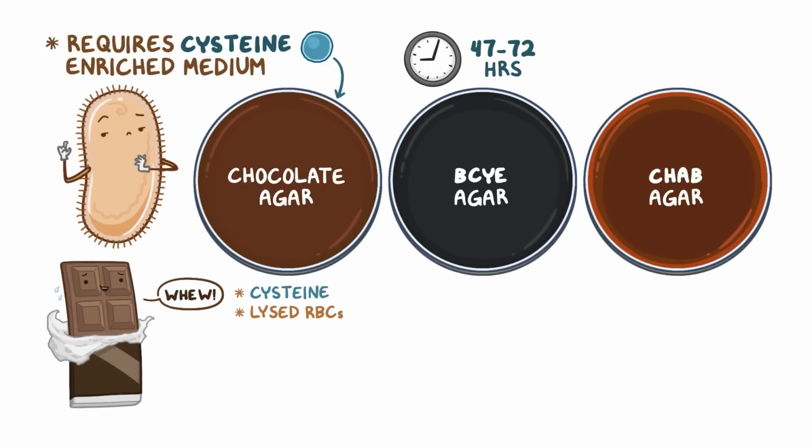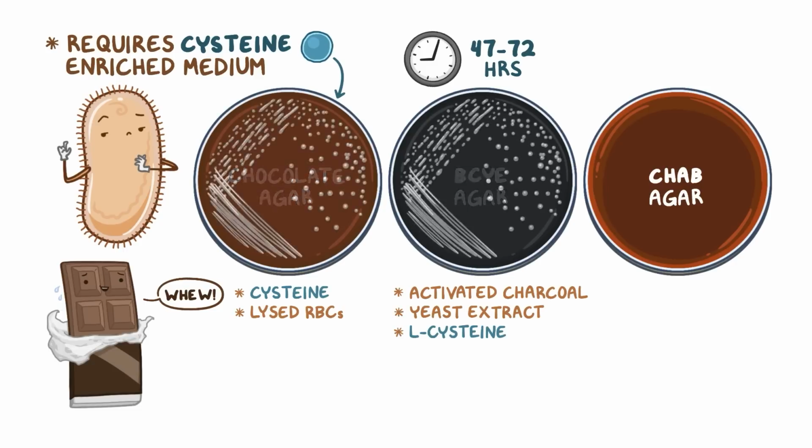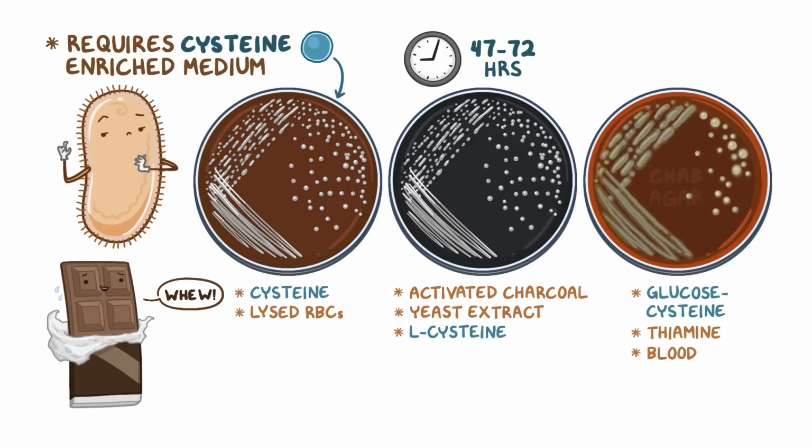BCYE stands for buffered charcoal yeast extract, so it contains activated charcoal, yeast extract, and L-cysteine. On these two mediums, Francisella tularensis forms round, gray-white colonies. Finally, CHAB is a glucose-cysteine agar that contains thiamine and blood, and on CHAB, Francisella tularensis forms greenish-white, round, smooth, mucoid colonies.